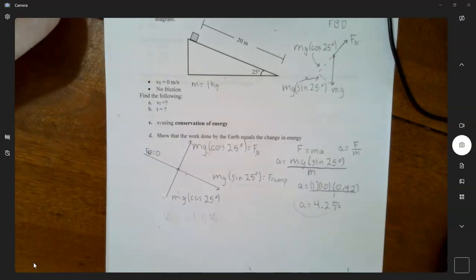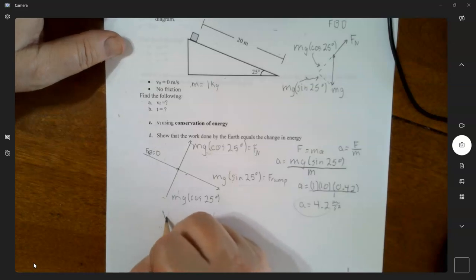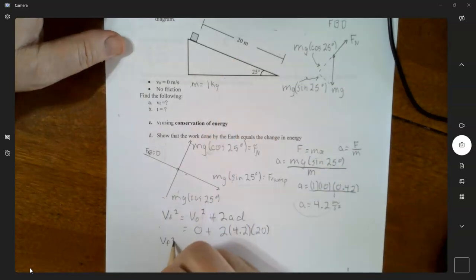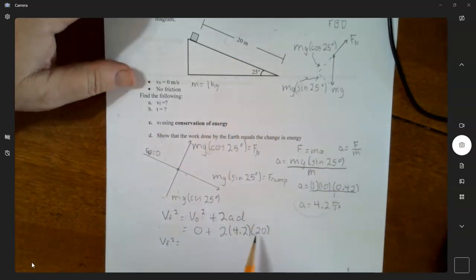First we're going to find the final velocity. So that's this one. We multiply that out. VF squared equals 168. If you take the square root of that, you get VF, the final velocity, and that's just about 13. We'll just call it 13 meters per second.